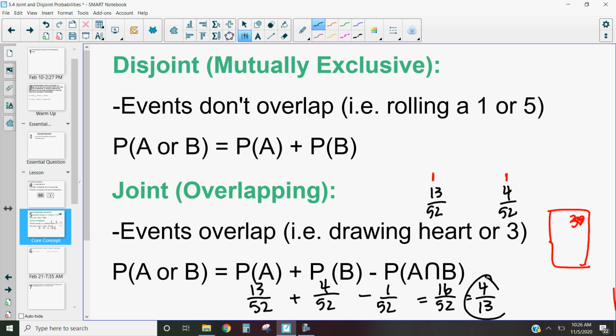And so we can see that this probability actually changes. It's not 17 fifty-seconds, but it's actually 16 fifty-seconds. And we want to make sure that we're being clear there.